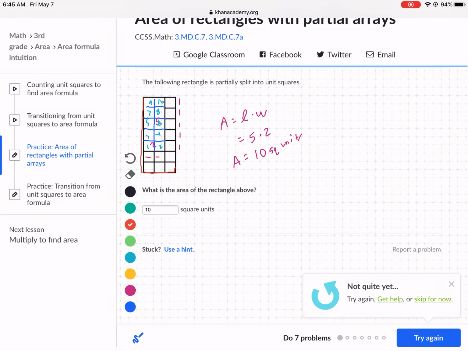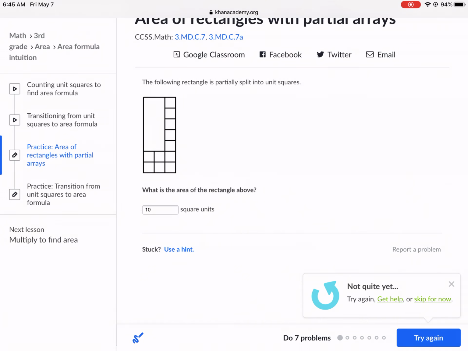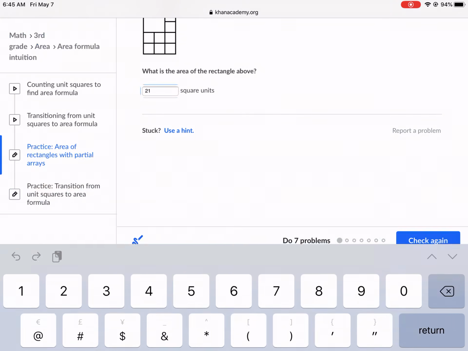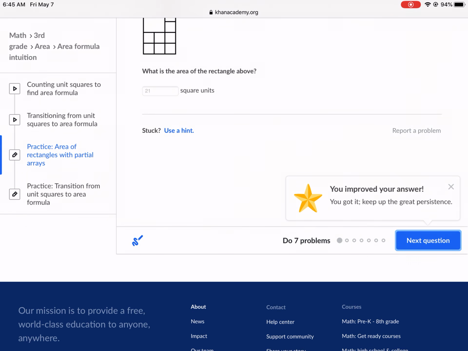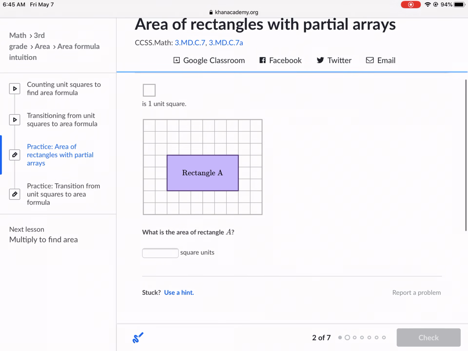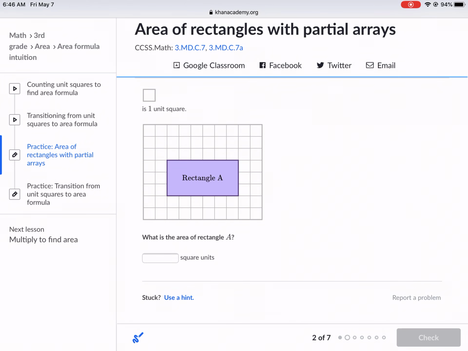Okay, so sorry, it's not 5 by 2. It's a 3 by 7. So its area equals 3 times 7 equals 21. So we had 10 before, so we just need to add 11, 12, 13, 14, 15, 16, 17, 18, 19, 20, 21. So we get 21. That was very rude. You should have said the big rectangle. All right, next question. You improved your answer. Well, I improved your question. How about that?